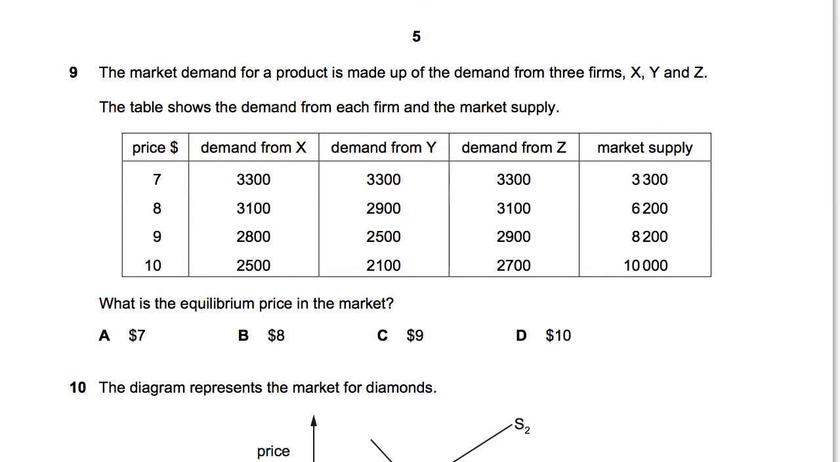In 9, they're saying that the market demand for a product is made up of demand for 3 firms. So you have 3 firms' demand, and then you have market supply, and they're asking what is the equilibrium price. For the equilibrium price, quantity demanded must be equal to quantity supplied. So the answer is 9, where 2800 plus 2500 plus 2900 is equal to 8200. So market demand, which is equal to demand for goods X, Y and Z, is equal to market supply, and that happens at $9.